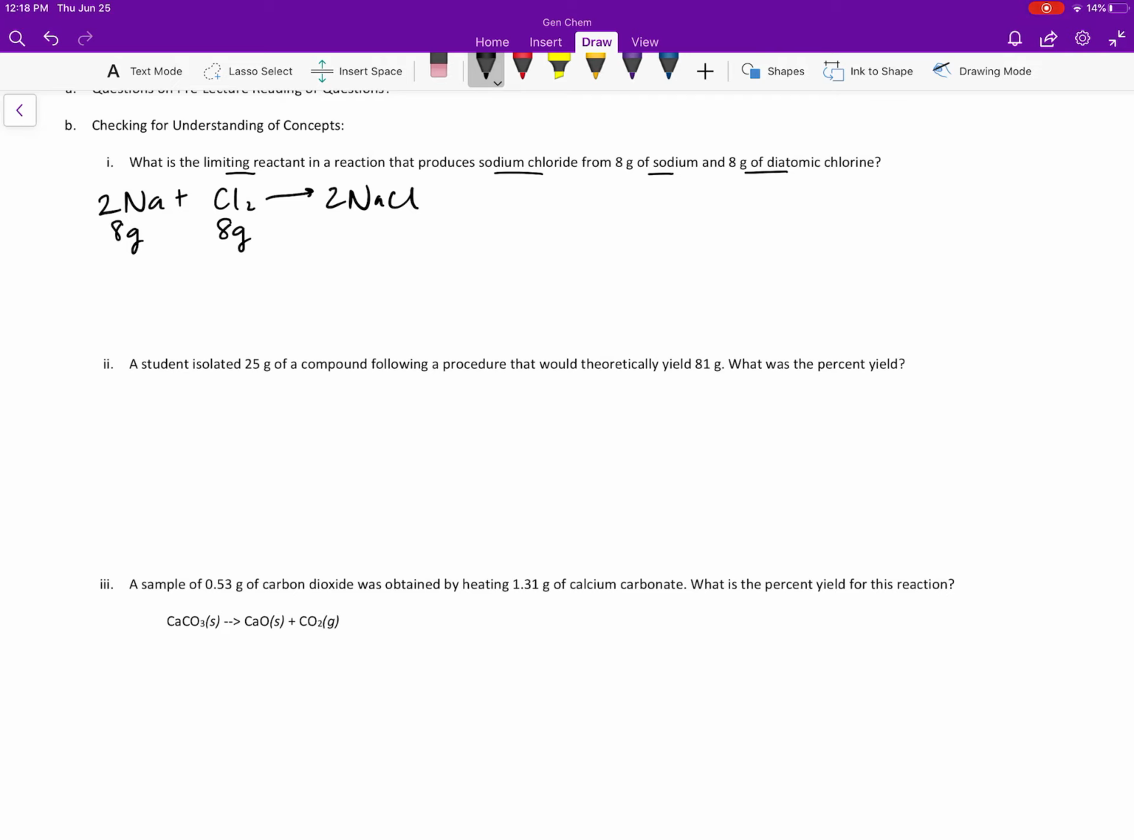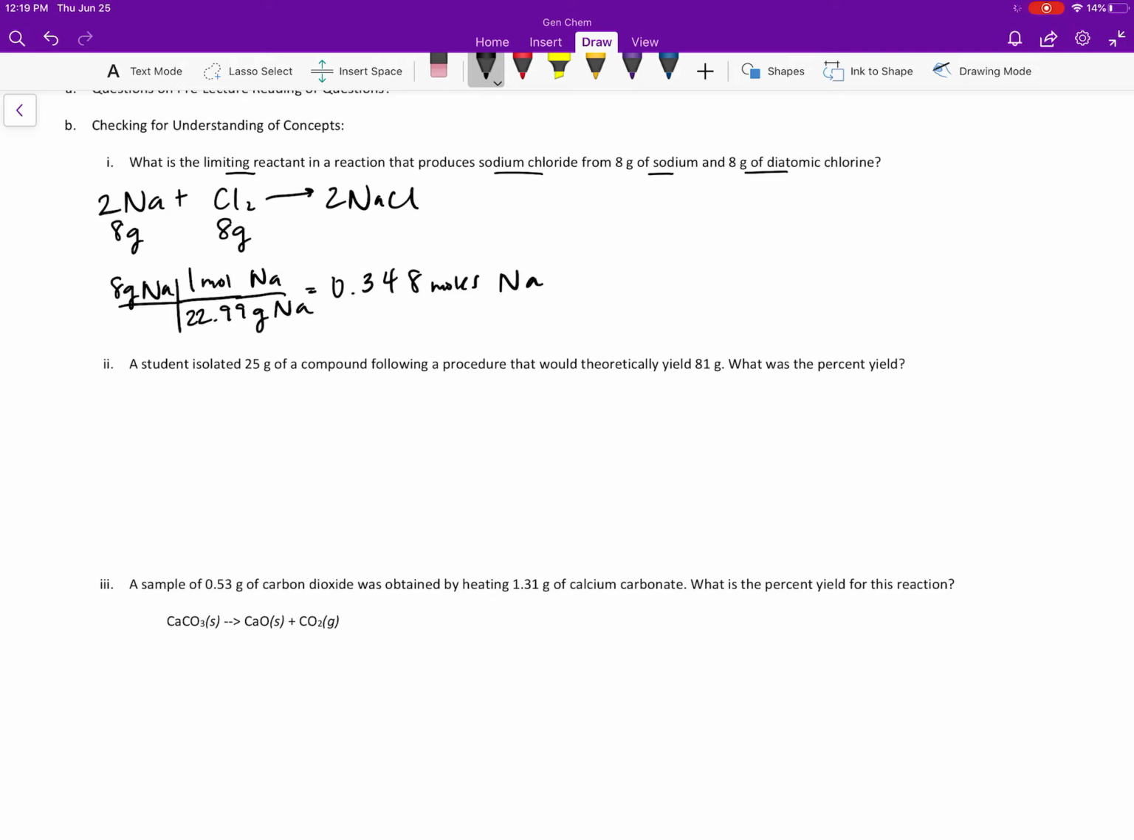So the first thing I'm going to do is convert my grams of sodium to moles of sodium using the molar mass, which is going to give me a value of 0.348 moles.